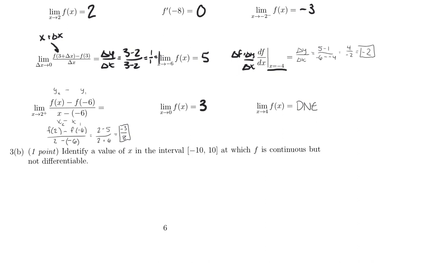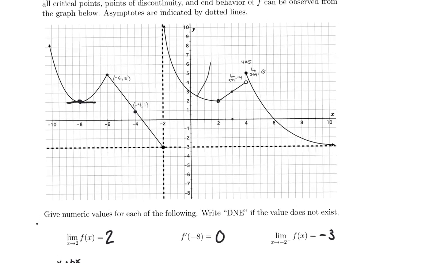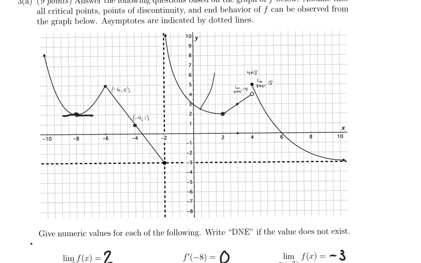And then part B, identify a value of f in the interval -10 to 10, which is continuous but not differentiable. So I'm going to come up and look at my graph and see where that is possible. So this is in places where the graph kind of breaks and has points that are not smooth. So places like, looking at the graph here, right? This point right here.